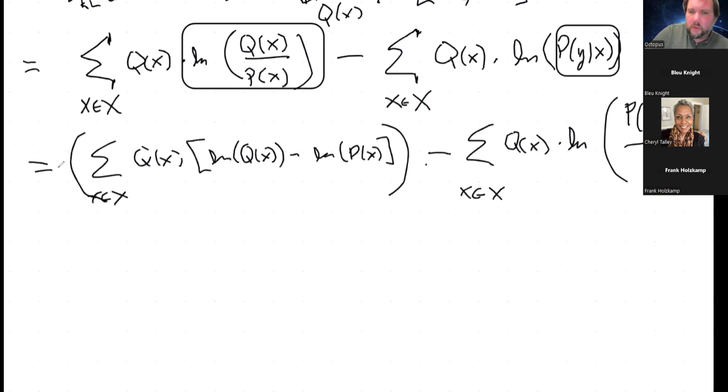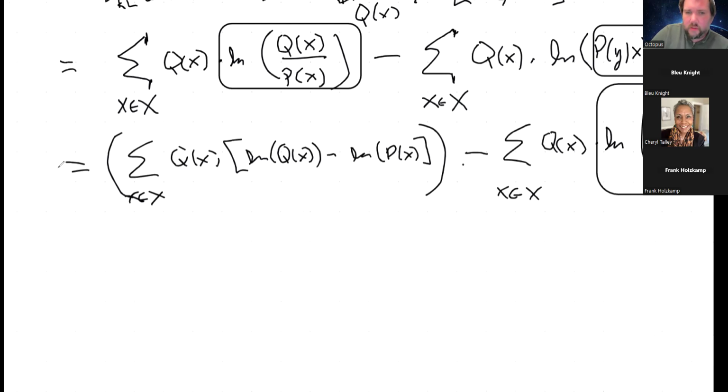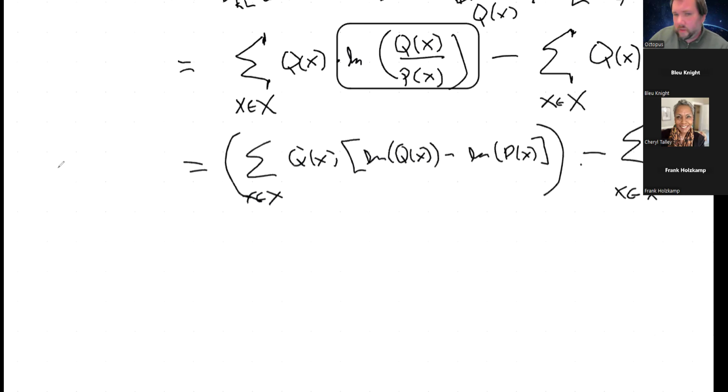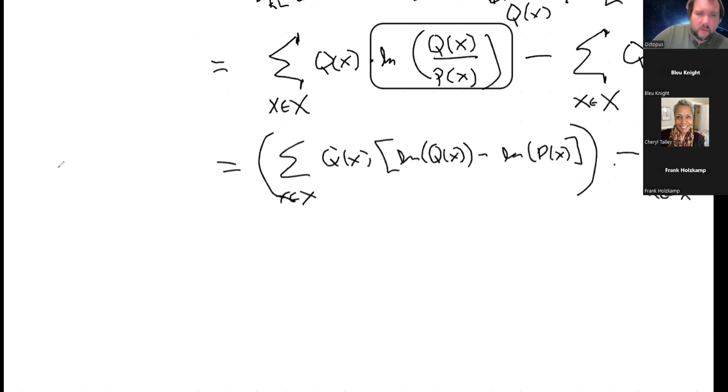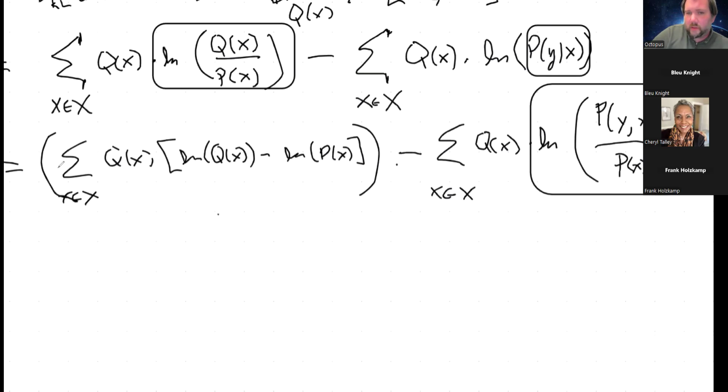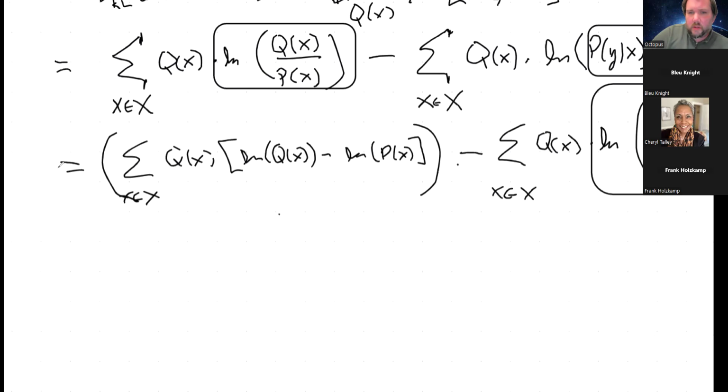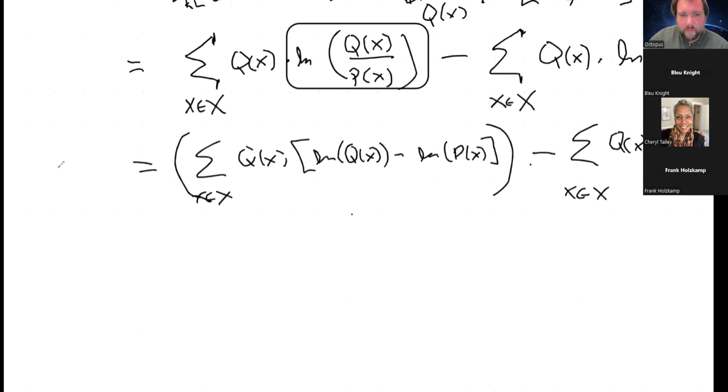And now I'm going to use properties of logarithm again on this part. Again, the log of a ratio is equal to the difference of the logs. So that will become the natural log of p of y, x minus the natural log of p of x. So let's write all of this out.